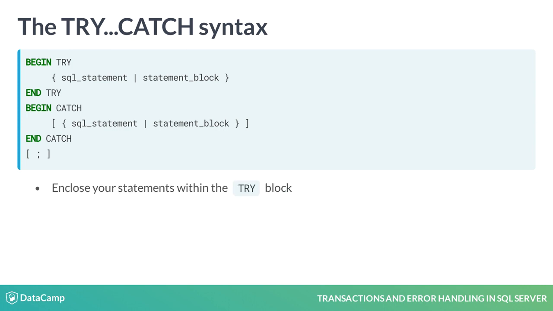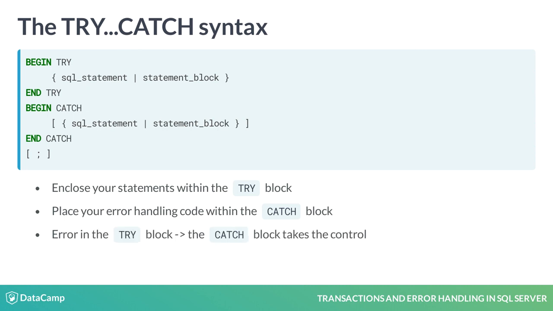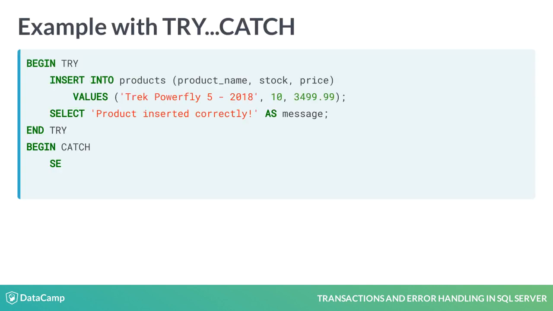You can enclose your statements within the try block. In the catch block, you can place your error handling code. If an error occurs in the try block, then the catch block takes the control. The catch block is only skipped if there is no error in the try block. Let's see some examples.